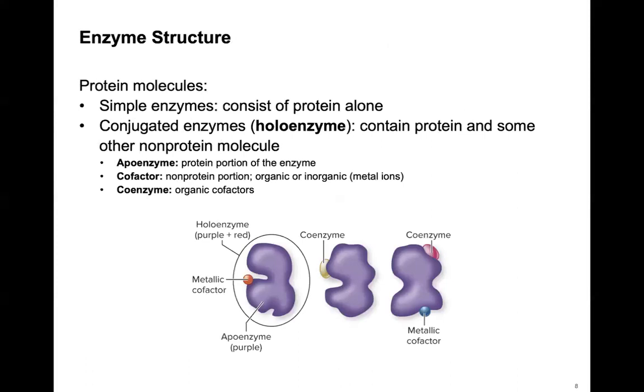So the overall structure of enzymes: you have the protein molecules. Simple enzymes consist of protein alone. Conjugated enzymes, or holoenzymes, contain the protein and some other non-protein molecule. Apoenzymes are the protein portion of the enzyme. The cofactor is the non-protein portion, such as an organic or inorganic molecule. And coenzymes are organic cofactors.